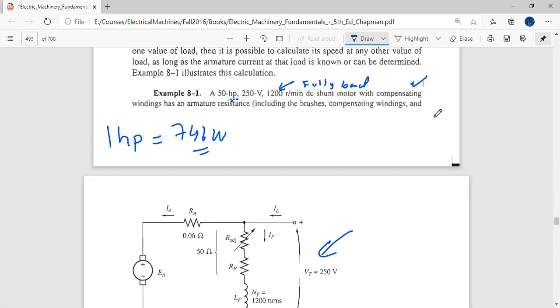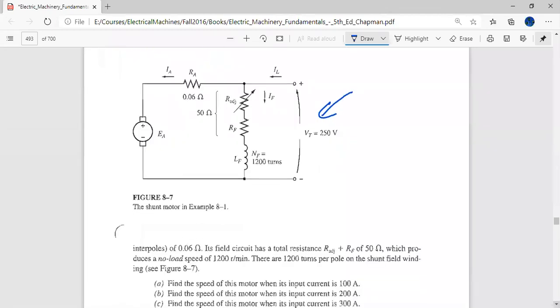So yes, this is the question that we must consider. Whenever you have a question which says that there are no compensating windings and to consider the effect of armature reaction, you are going to ignore those questions. They are not part of the course. And it has some armature resistance. What is the armature resistance? The armature resistance is 0.06 ohm.